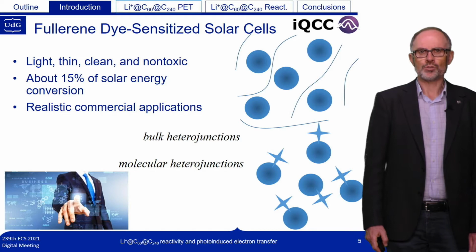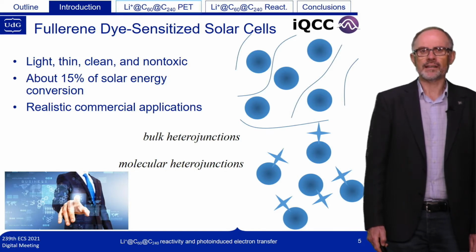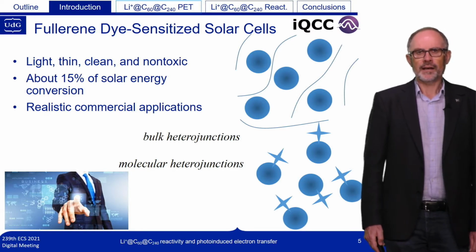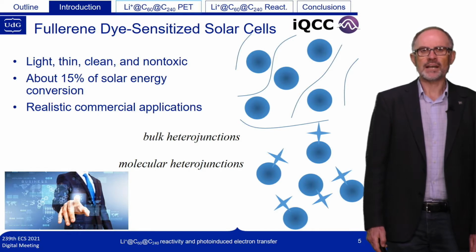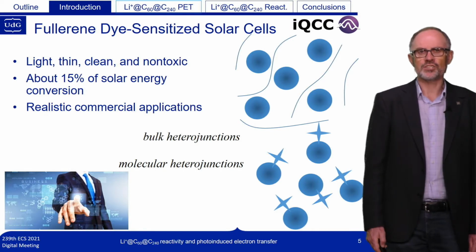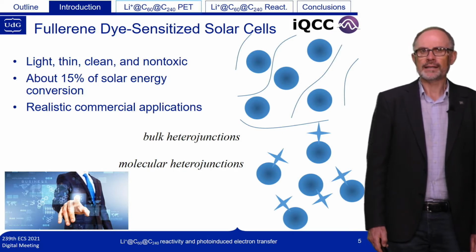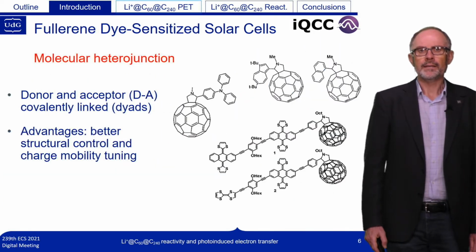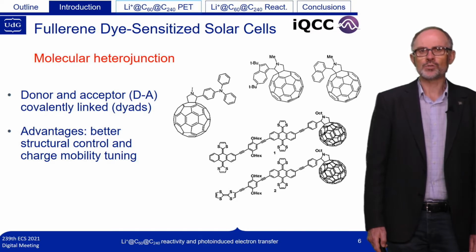One of the applications of these carbon nanostructures is in the area of organic photovoltaic devices. Fullerenes, for instance, are used in dye-sensitized solar cells as acceptor molecules in two possible strategies: the so-called bulk heterojunction, where the donor and acceptor moieties are not covalently bonded, and molecular heterojunctions. In molecular heterojunctions, donor and acceptor are covalently linked in what is known as a donor-acceptor diode. The use of molecular heterojunctions allows a better control of their structure and charge mobility.